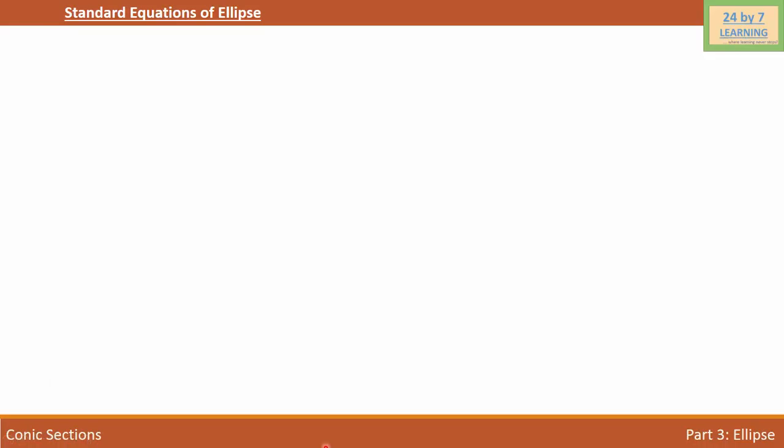Standard equations of ellipse. In this video, we are going to consider the standard equation of ellipse. So my first equation is x squared over a squared plus y squared over b squared is equal to 1, where a is basically the major axis and b is the minor axis. Or in other words, we can say that a is the length of the semi-major axis and b is the length of the semi-minor axis. Now let's graph this ellipse.